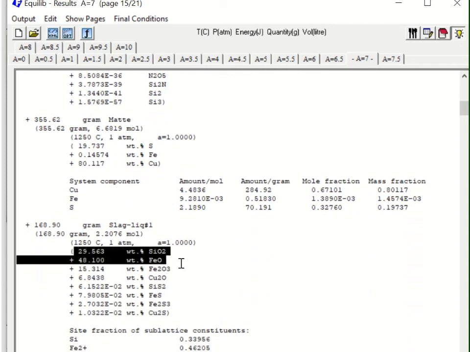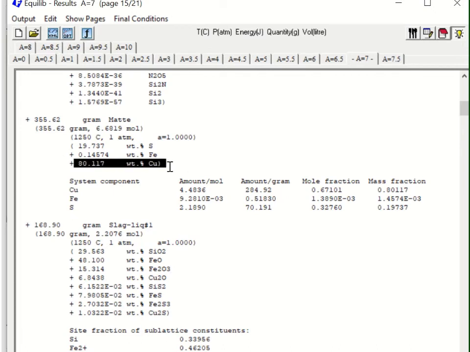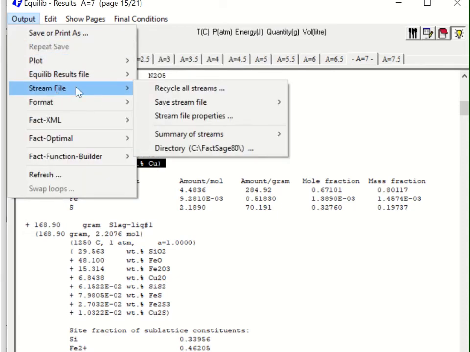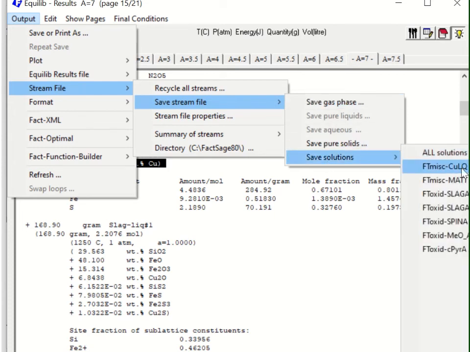And you see this kind of slag is typical pyrolyte slag. So the FeO to SiO2 ratio is about 2 to 1. So that we call pyrolyte slag. And then this is the map which is required for the second stage of our process. So you can save this one. Again, output, save stream file, and the map for the next stage.